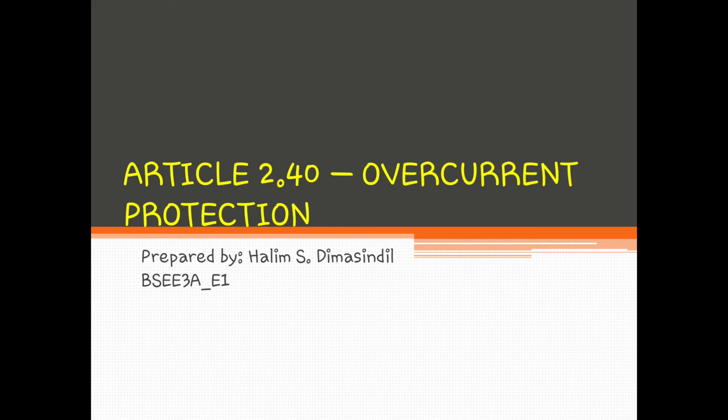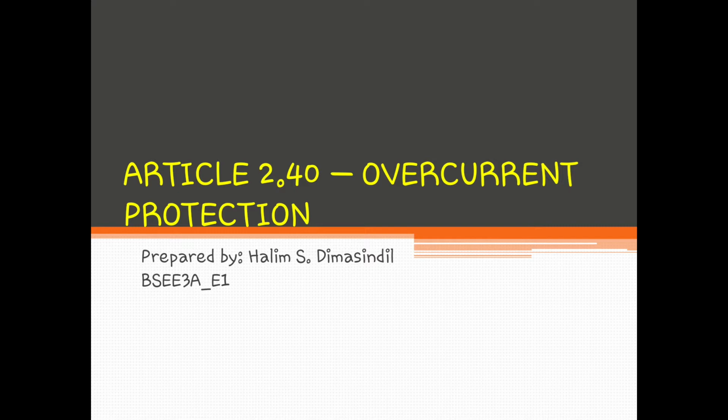Comment down below. Anyways, today we are going to talk about Article 2.40, the overcurrent protection. So, when does overcurrent occur and why do we need to have installed overcurrent protection in our homes, in the buildings, or anywhere that needs to have installed overcurrent protection? Overcurrent occurs when the current exceeds the rated amperage capacity of a circuit.